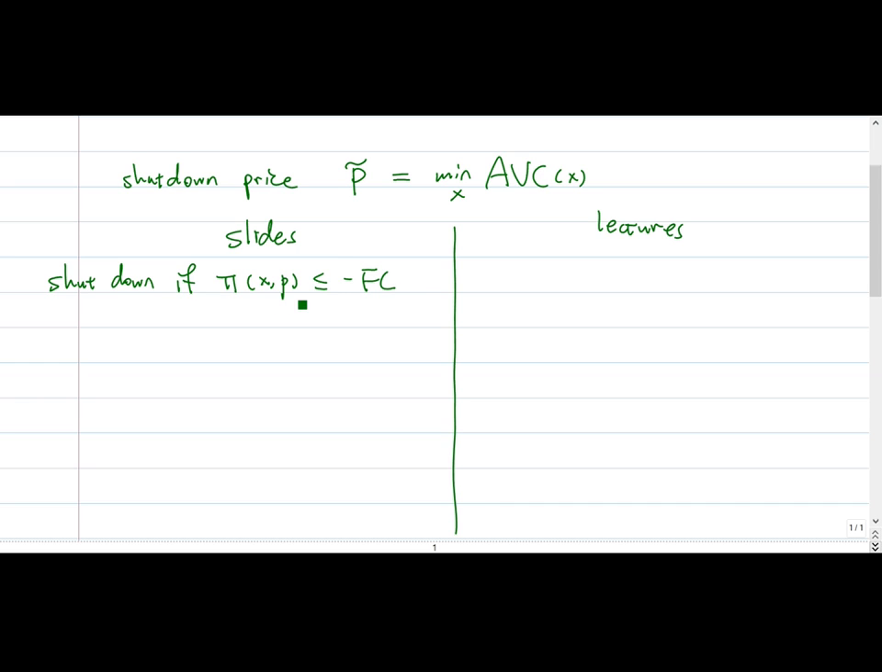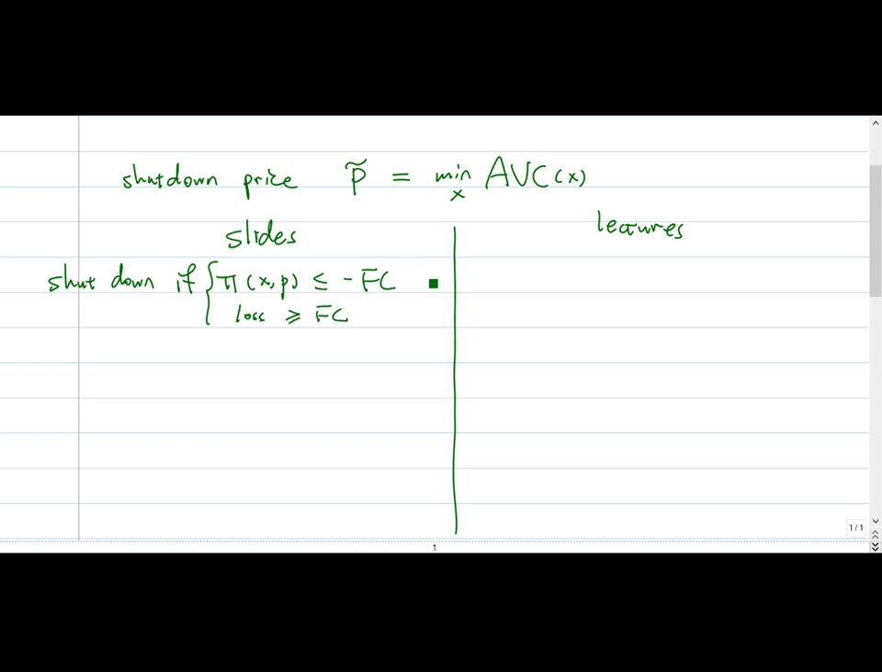Or equivalently, as I said, when its loss is larger than or equal to fixed cost. These two lines are exactly the same. I just put a minus in front. Minus profit is loss. Minus FC is just FC.